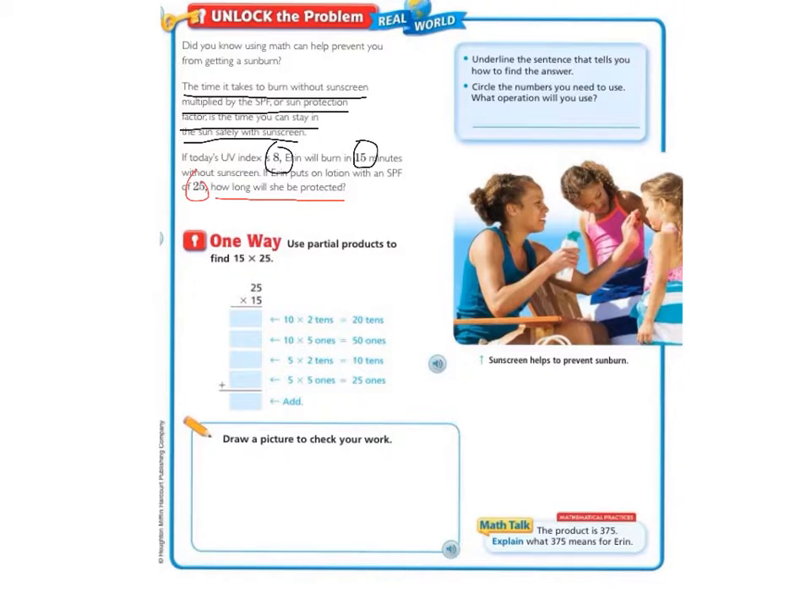Okay, and then our next thing says we need to circle the numbers we're going to use. Well, we don't really need to know the UV index, so I'm going to cross that out. But we do need to know that she's going to be outside for 15 minutes and that her SPF is 25. So we need 15 and 25. And we know that we are going to multiply these numbers because it says multiply up here.